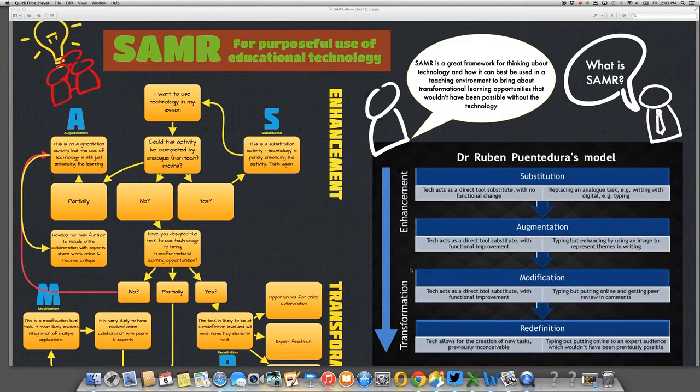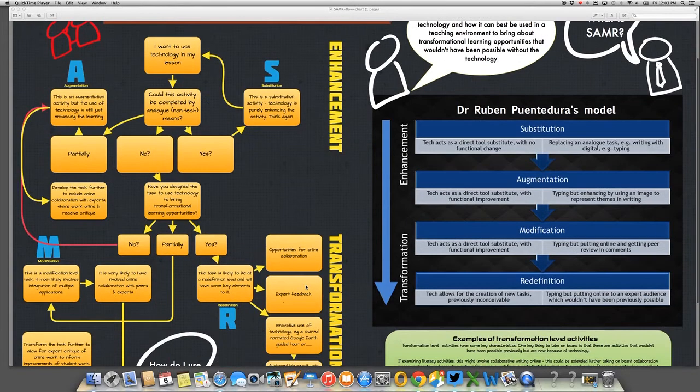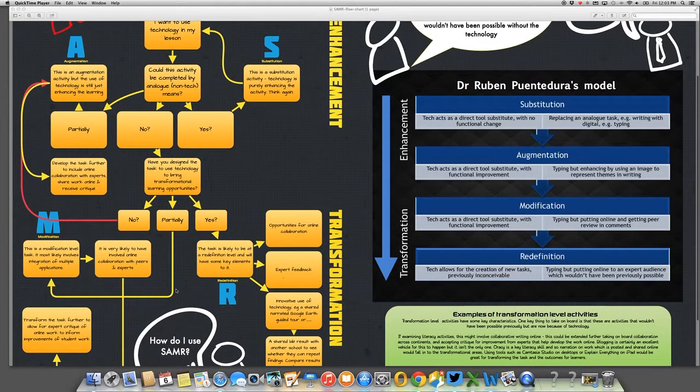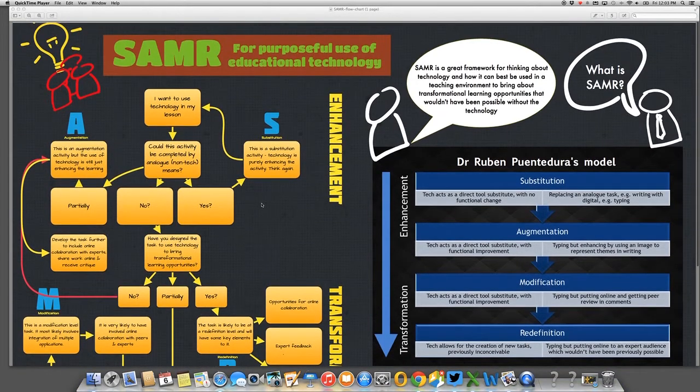When you move up above the imaginary line, remember the line that goes right through the middle of the model, you're looking more at lesson transformation. So this moves into tech allowing for things that could not have happened without technology being present. It would not have made that learning opportunity possible before. So think about your lesson here, and you see these same words over here, enhancement when we look at substitution and augmentation, transformation when we look down here at modification and redefinition. And this flow chart's really going to help you think about that.